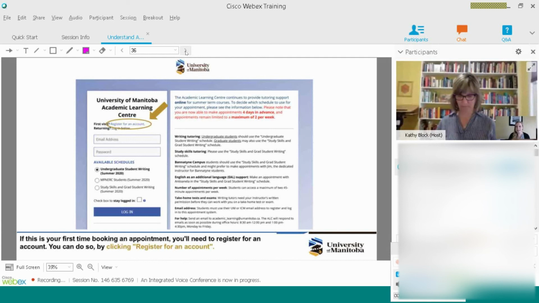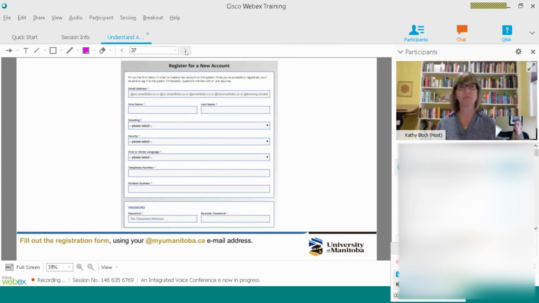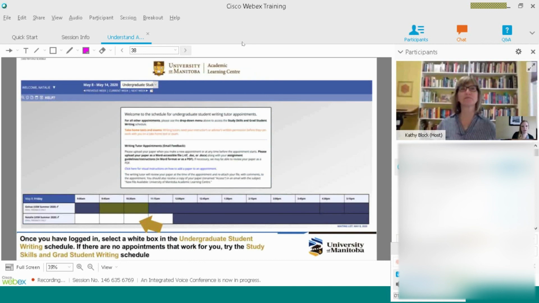This will take you to the login page for the ALC's online booking system. If this is your first time using this system, you'll need to register for an account. To do so, just click register for an account. That'll open up this window, the registration window. Please remember to use your U of M student email address here on this form. The system will only create an account for you if you input your U of M email address here. This email address is also the means through which we will communicate with you and send you feedback, so that's really important, especially in this online era of university. So make sure you're using the right email address there.